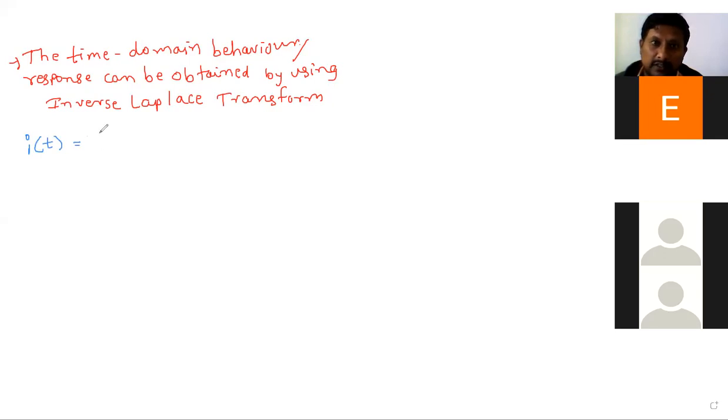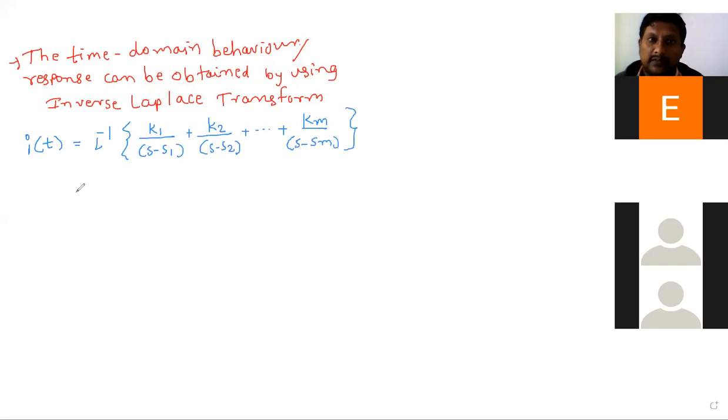i(t) is equal to inverse Laplace, L raised to -1, that you know. In the bracket you can put the equation as it is: k1 divided by (s minus s1) plus k2 divided by (s minus s2), up to km divided by (s minus sn). Okay, so for this we are going to apply the inverse Laplace.